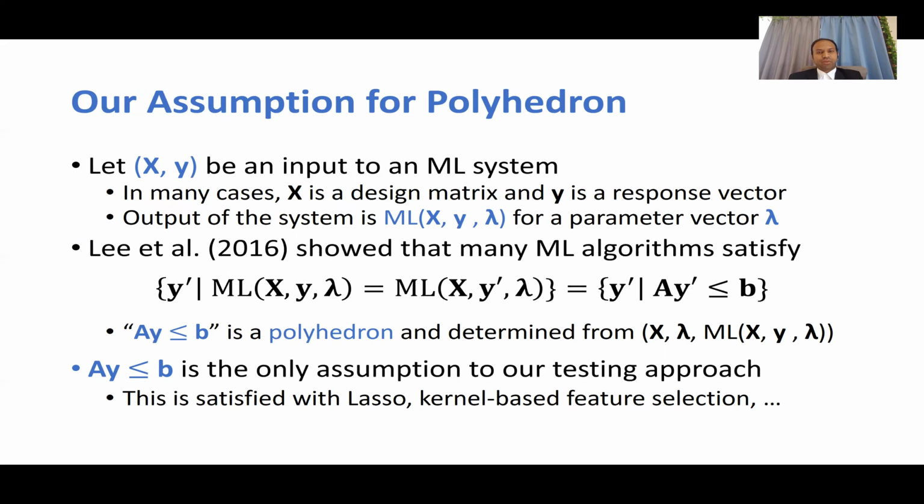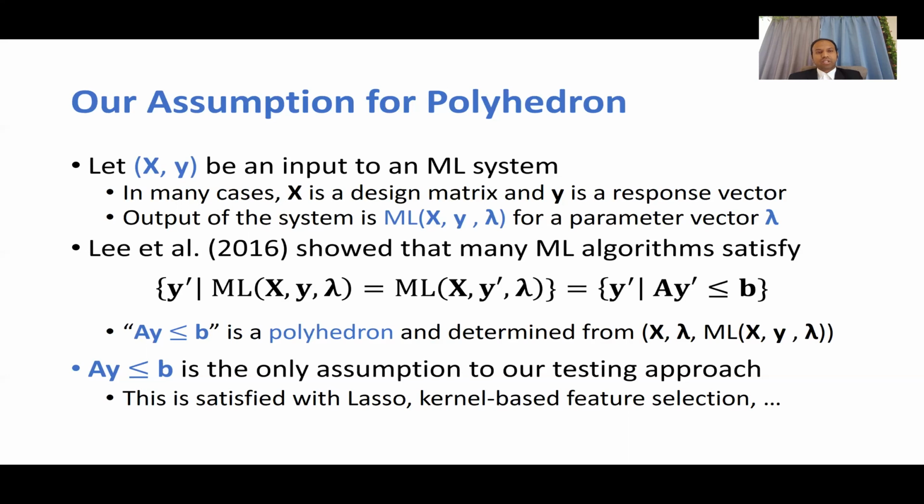Our assumption for the polyhedron. Let us consider X, Y as an input to an ML system. In many cases, capital X is considered the design matrix, and Y is the response vector. So in that case, we consider the output of the system to be ML(X, Y, lambda), where lambda is a parameter vector.